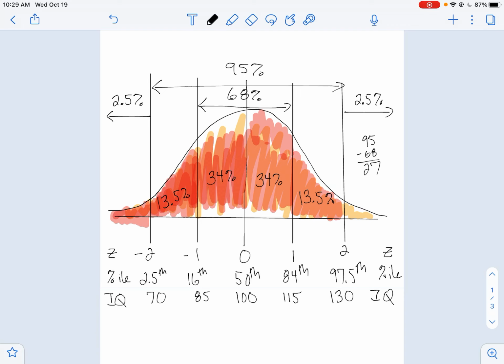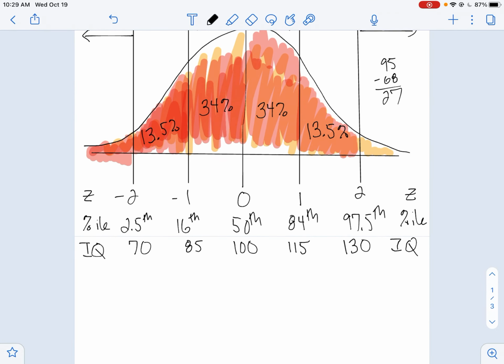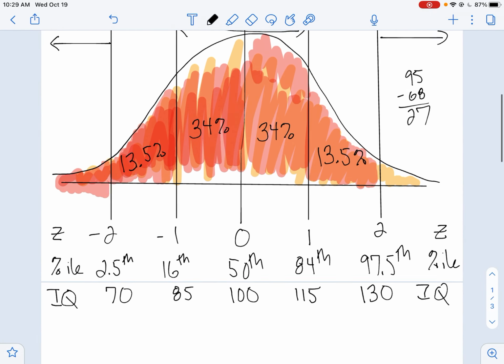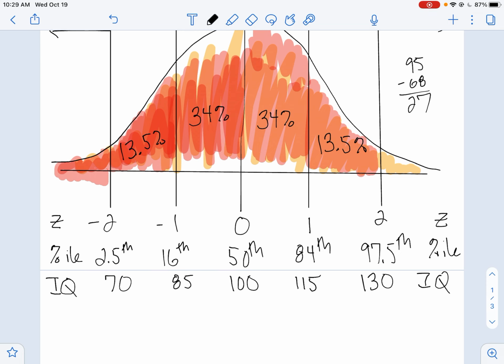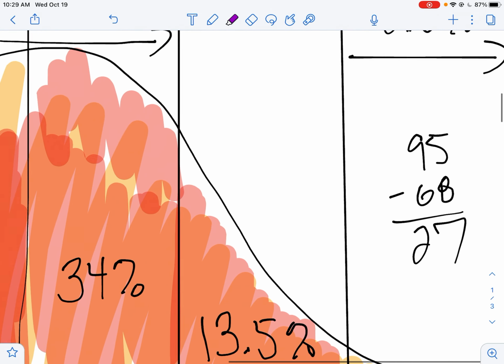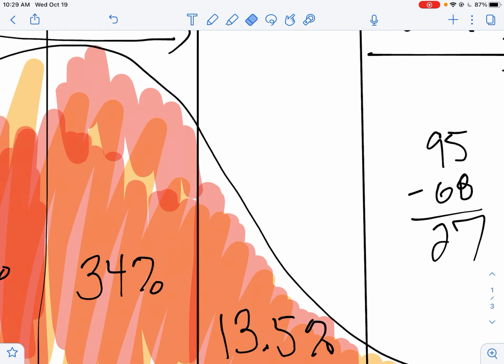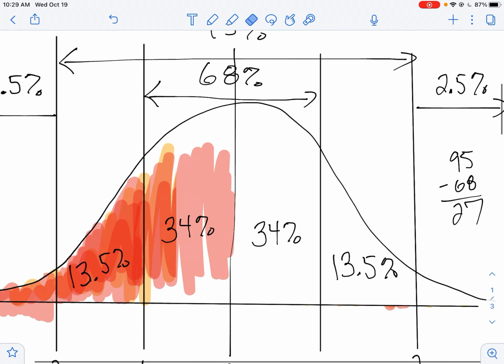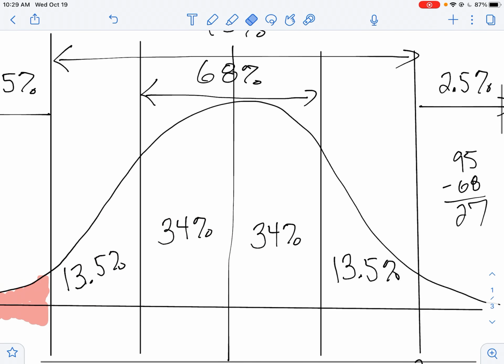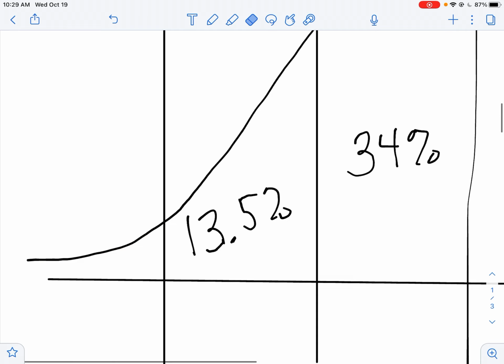I'm in pretty good shape, and I can say so much about IQs now just based on using my drawing and the empirical rule. What can I tell you? Let's see, I can tell you that 34% of IQs, I'm going to use another color here. I know it's getting a little messy. Let me see if I can try to erase these colors. Hey, what do you know? Yeah, let's do that. That way I can reference these a little bit easier.